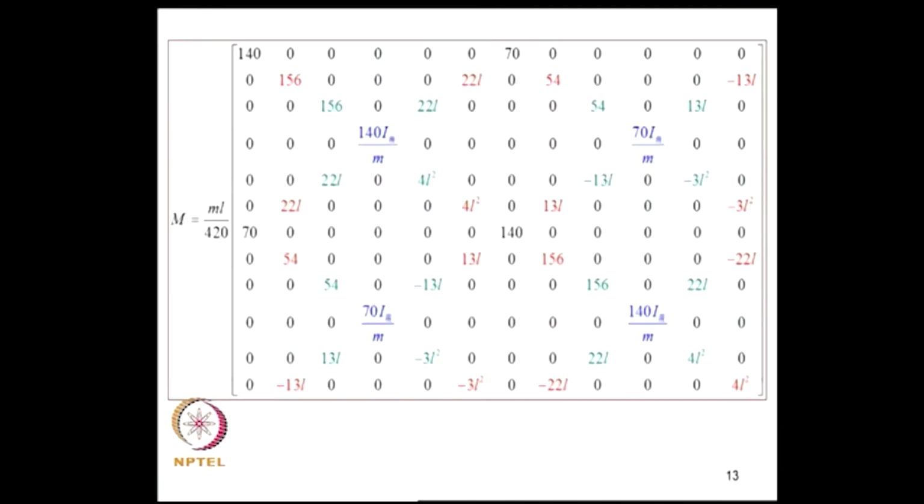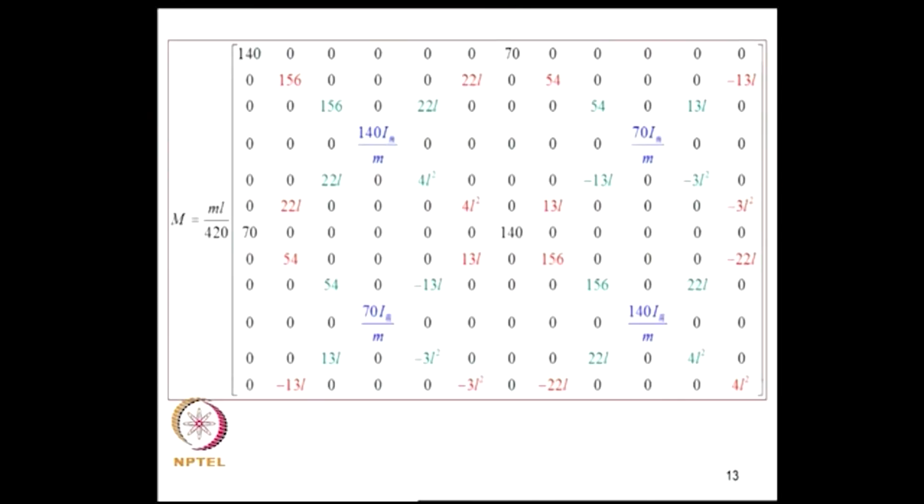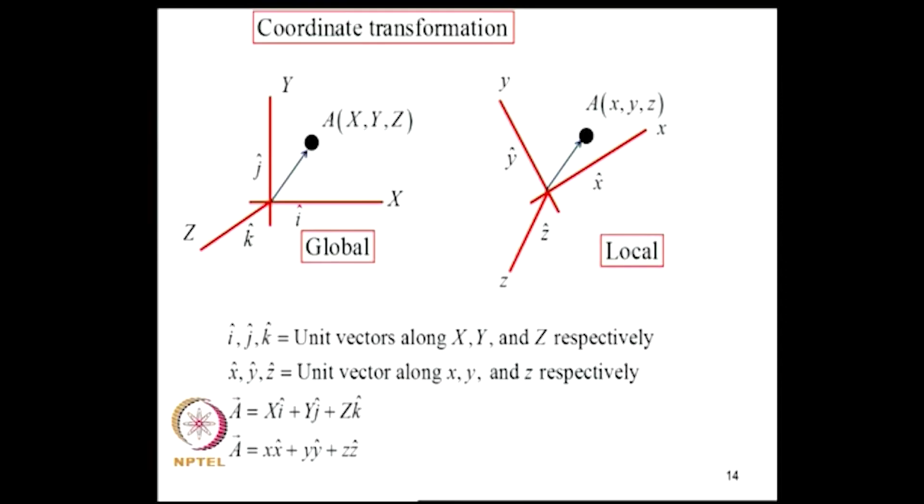Similarly, the mass matrix can also be written following the same logic, which is again a 12 by 12 matrix. So, this is displayed here. Now, we have obtained the 12 by 12 stiffness and mass matrix for a 3 dimensional beam element.